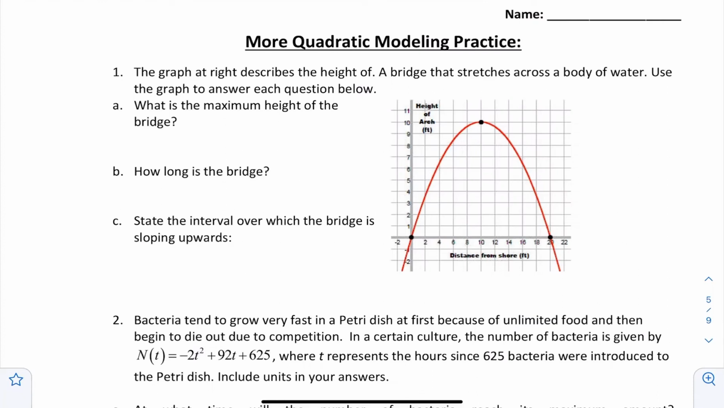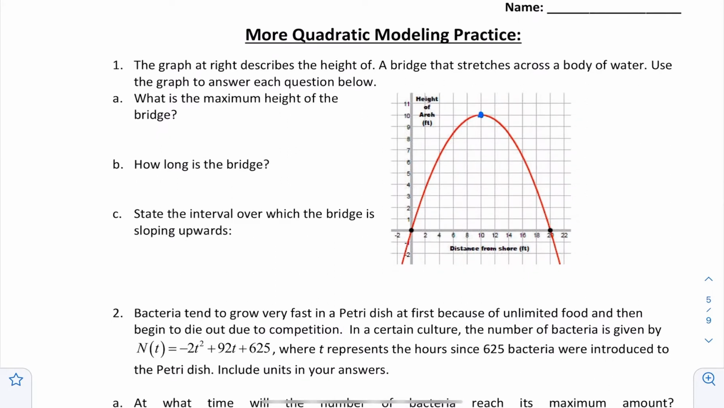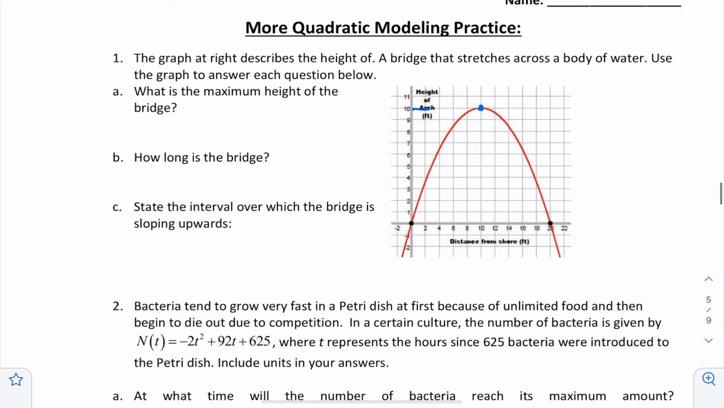So if I take a look at the more quadratic modeling practice, it says that the graph at right describes the height of a bridge that stretches across a body of water. Use the graph to answer the questions below. And it asks for the maximum height of the bridge. Height makes sense as an output, as a y value. If I take a look at my vertex, or my maximum, I have a maximum height of 10 feet.